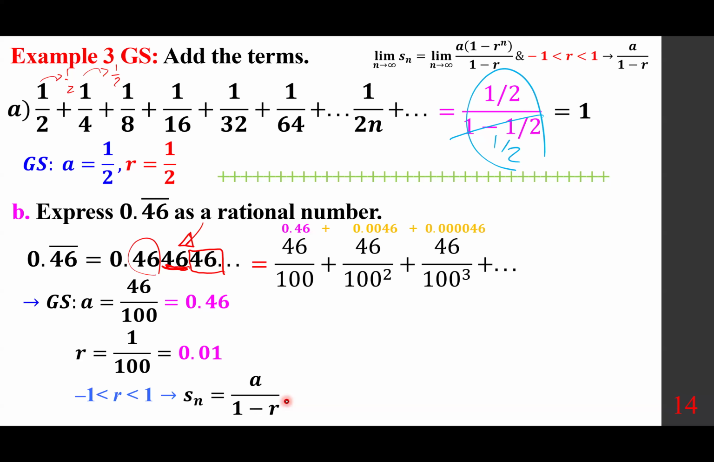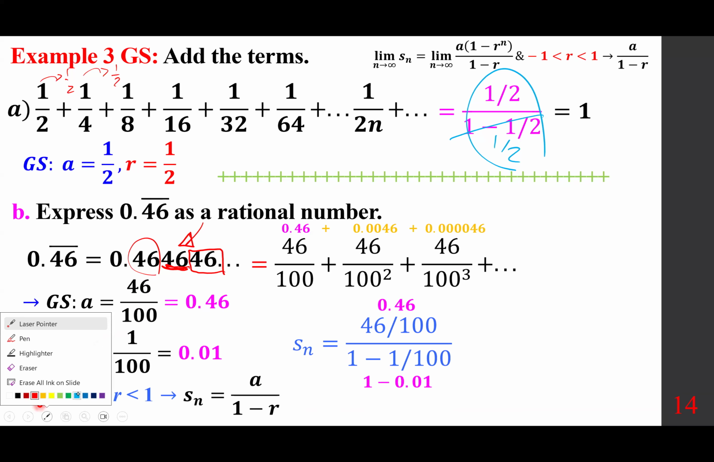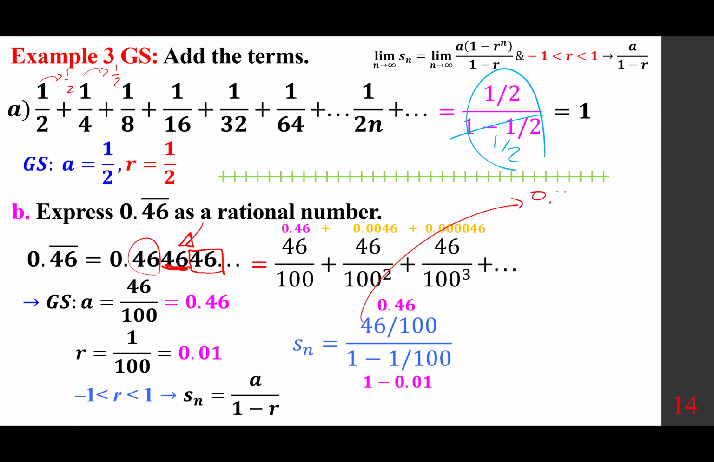So we are going to write this sum is a, that means 46 over 100, over 1 minus r, that means 1 minus 1 over 100, in the form of a fraction. Or instead of that, we're going to put 0.46. Instead of that, we're going to put 1 minus 0.01. So if you want to go with the fractional format, you have 0.46 in the numerator, 1 minus 0.01 in the denominator.